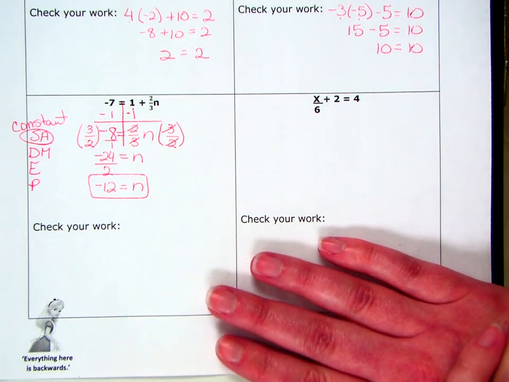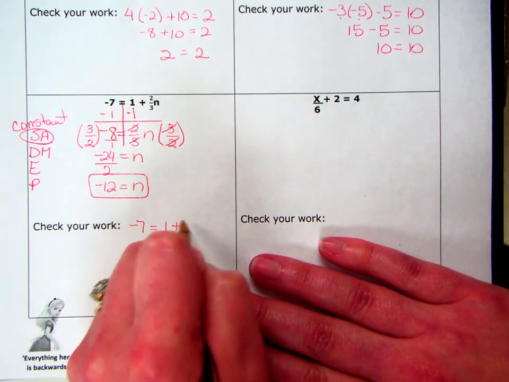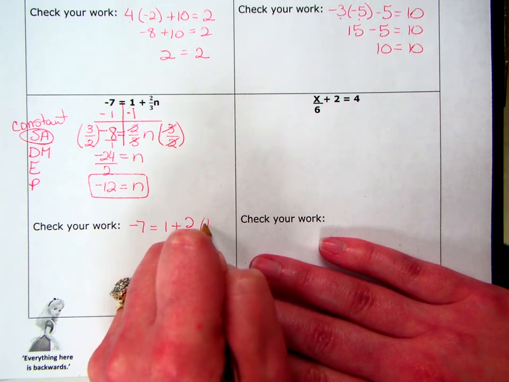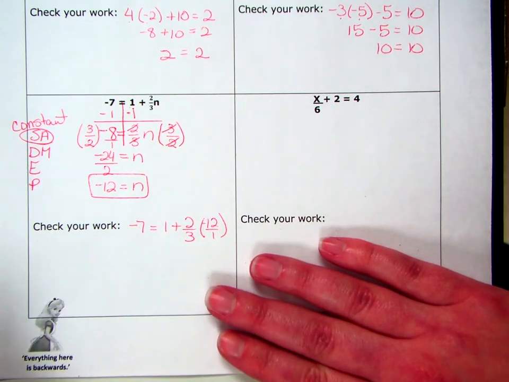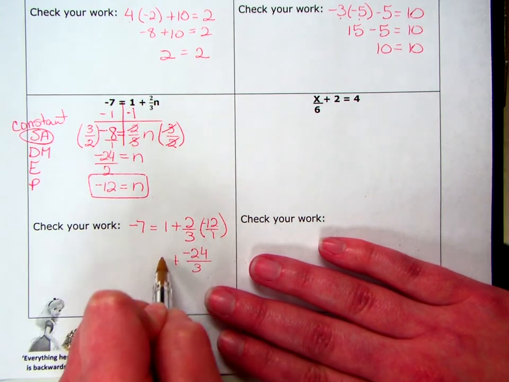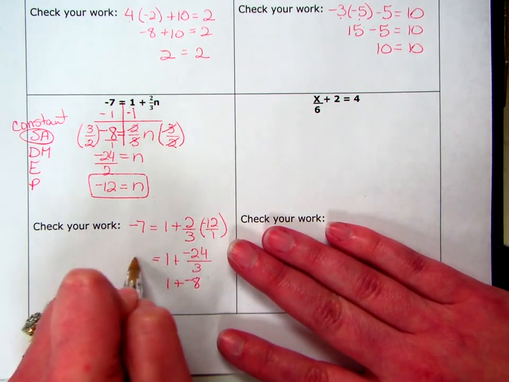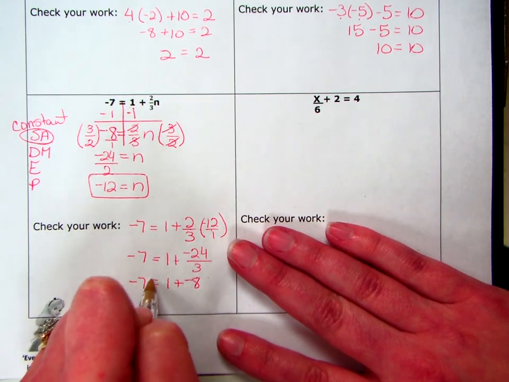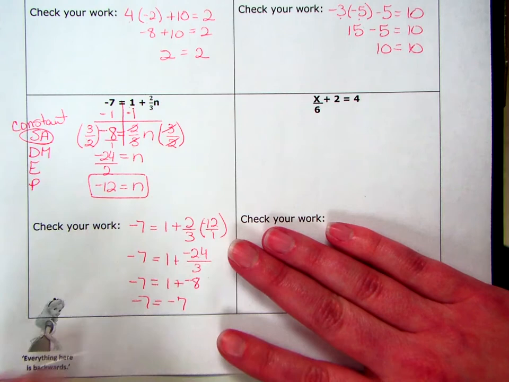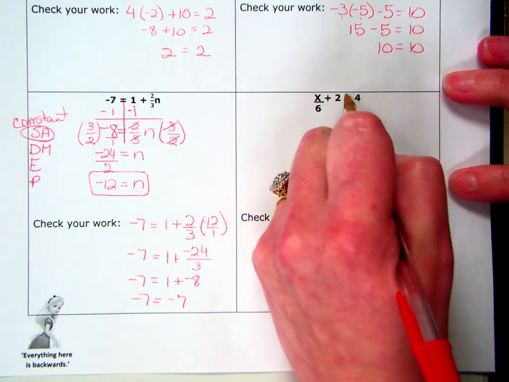All right, so let's go ahead and move on. Trying it again, if I wanted to check my work, negative 7 equals 1 plus 2/3 times negative 12. Make it a fraction over 1. 2 times negative 12 is negative 24 divided by 3 is negative 8. Negative 8 plus 1 gives me negative 7. So I know I did it right. Don't forget to use your integer rules, your fraction rules, your decimal rules, anything that you remember about operating with those numbers.